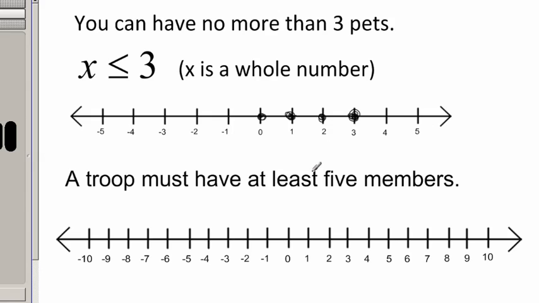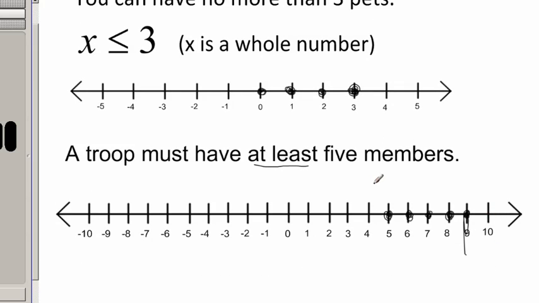Okay. Say a Girl Scout troop must have at least 5 members. So I see least, and in my head I think less than, but that's not the case. We need to remember the vocabulary in the section. So if I'm talking about at least 5 members, that tells me that, can I have 5? Yeah, I can have 5. Can I have 6? Can I have 7? Yeah, these are all valid amounts. Can I have 8.5? No, just talking about whole numbers here.